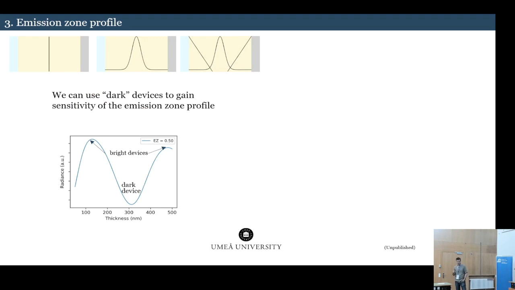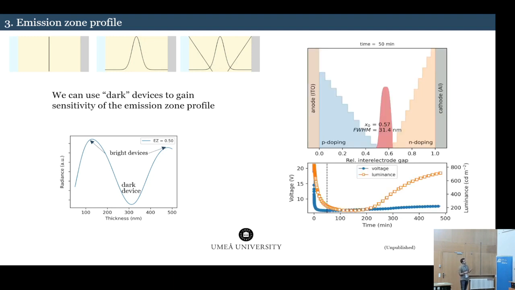We can go to a more advanced optical modeling. Until now, I treated this emission zone as a delta emission, very, very thin, which is quite true in many LEC systems, but it's an approximation, so it can have a certain width. If we want to be sensitive to the width of the emission zone, we need to use what are called dark devices, so devices that are really at the optical minimum, and this will allow us to obtain a certain width of this emission zone. So we did that as well, and this is just a sketch of what we obtained. We use this peak shape function in which the only fitting parameters are the position and the width of this emission zone profile.